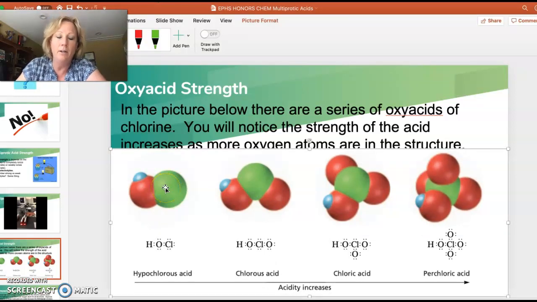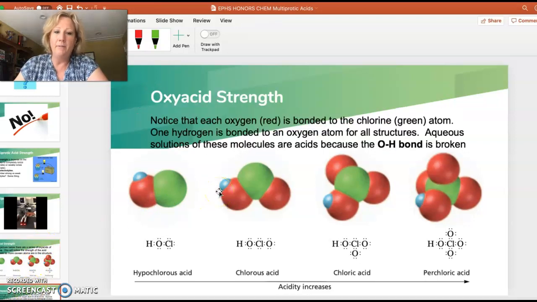The green are the chlorine atoms. The red is oxygen. The blue is hydrogen. So these are all oxyacids, so they're acids that contain a polyatomic ion that has oxygen. So we would normally write this as HClO. We would write this as HClO2. But they draw out the structure because that's the way it is actually in the Lewis structure. So you can see that as we go across, we are getting a stronger acid according to the diagram.